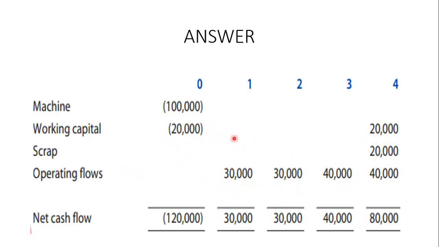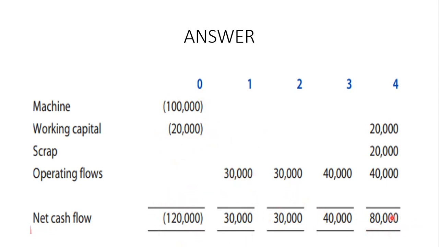There's no requirement for changing working capital throughout the period, except that working capital is released at the end of the period. So what you do next is to sum up your net cash flows, or calculate your net cash flows for each of the years. And then this is what we have. So beautifully laid out here.